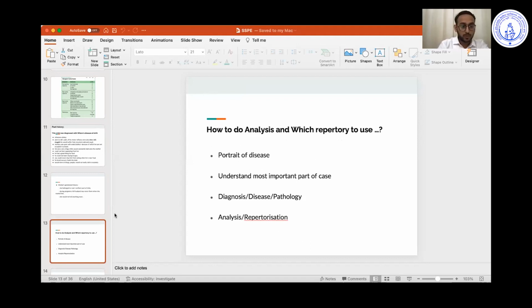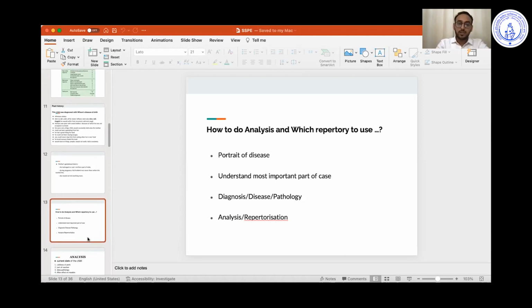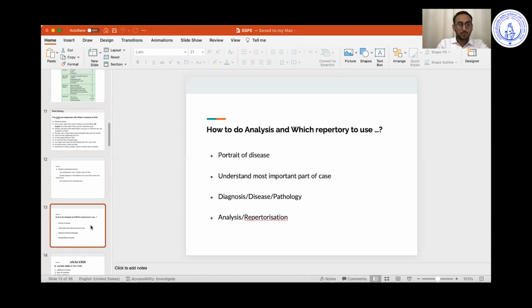So please always remember, whenever we want to analyze or repertorize a case, there are 3 to 4 steps. First, we have to make a portrait of the disease. Second step is we have to mark the most important part of the case. Third, we also have to take into consideration the diagnosis, and then we should start repertorizing the case. So our first step for analysis and repertorization becomes the portrait of the disease.